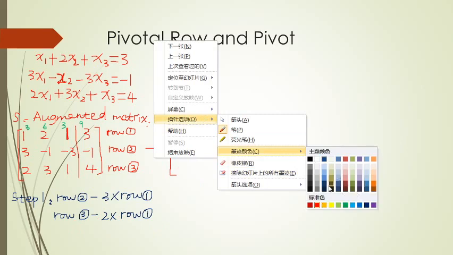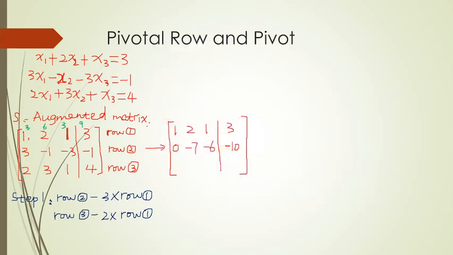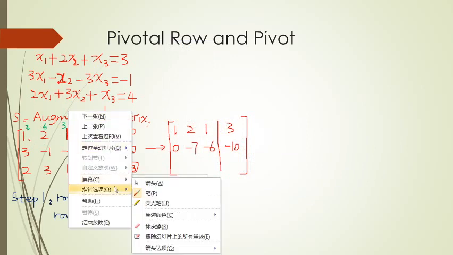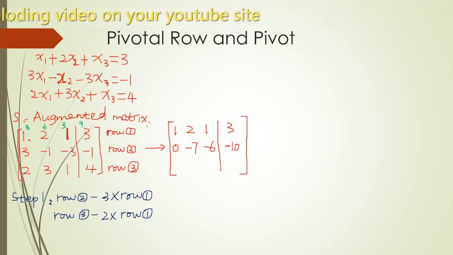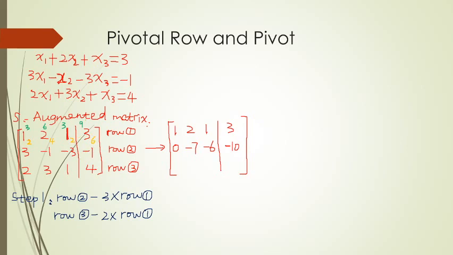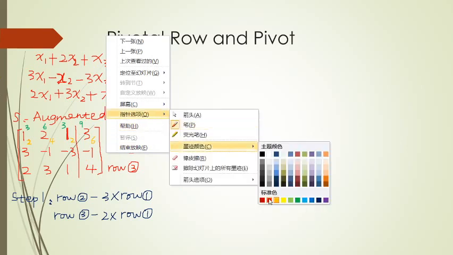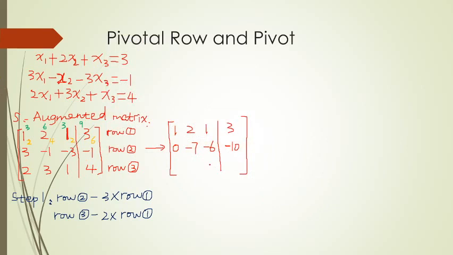Let me choose a different color, yellow. The first row times 2, so we get 2, 4, 2, 6. The reason I write a different color small number here is that usually we do this operation in your mind; you just write the new matrix. So row 3: 2 minus the yellow number, 2 minus 2, 0.